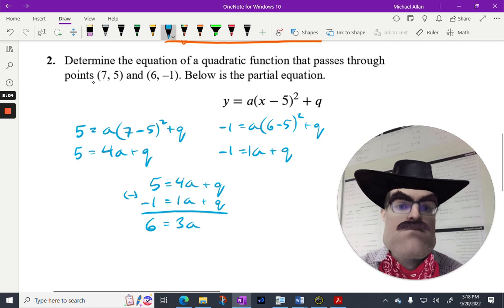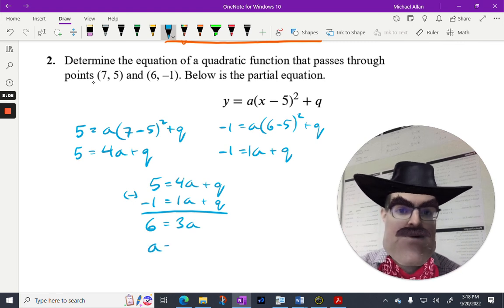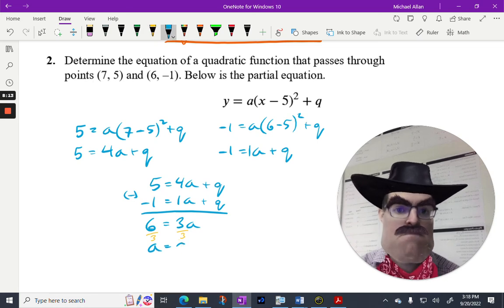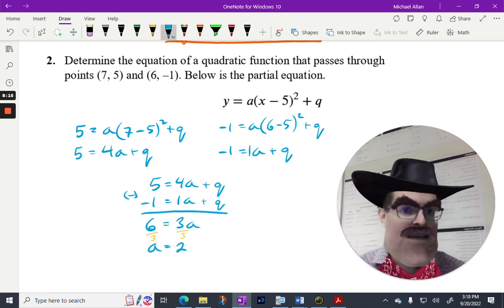All right. Now we've got the a by itself here, so I'm just going to divide by 3. Divide by 3, and you get a 2. Sweet. That's a nice number. Probably did something right.